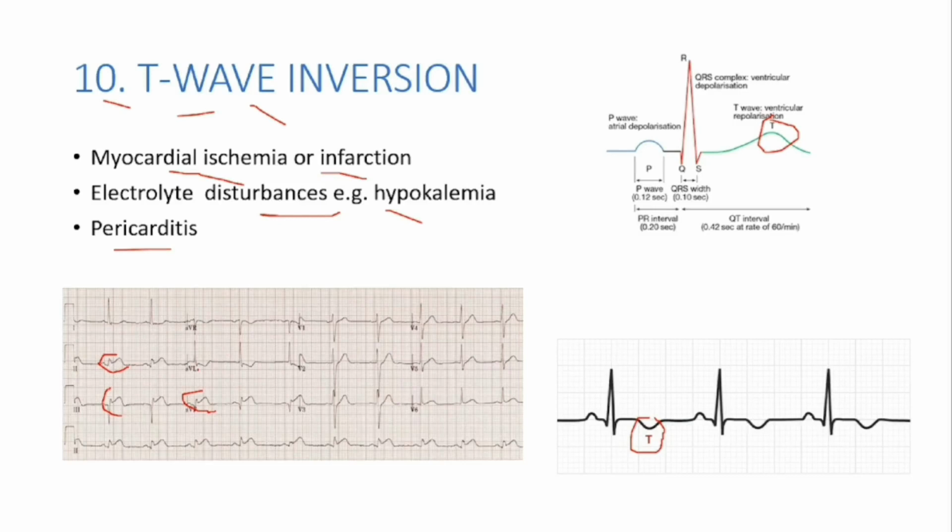Now in summary, if you pick up the ECG paper of a patient, first of all you have to check the details of the patient, then the heart rate, rhythm, P wave, QRS complex, Q wave, ST segment, and T wave inversion. So this was all about the ECG.